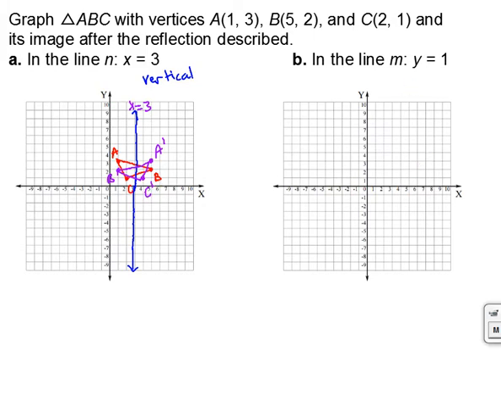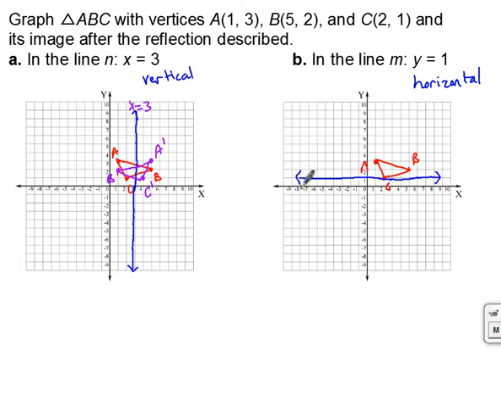Let's take a look over here. So this is the exact same triangle. A is at (1, 3), B is at (5, 2), and C is at (2, 1). So it's our exact same triangle. Now this wants us to reflect over the line y equals 1. Now y equals 1 is going to be a horizontal line going through the y-axis at 1. So it's going to be this.